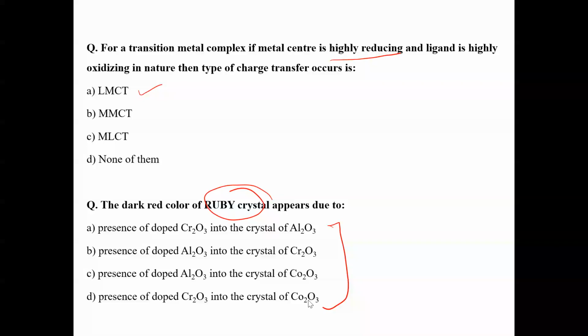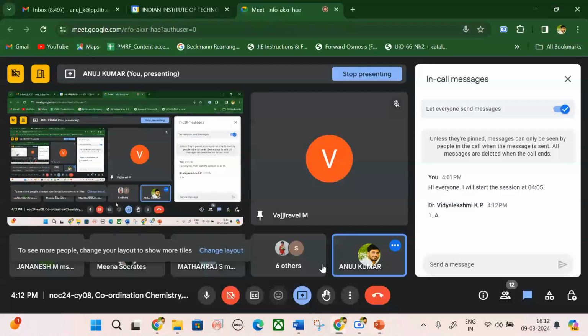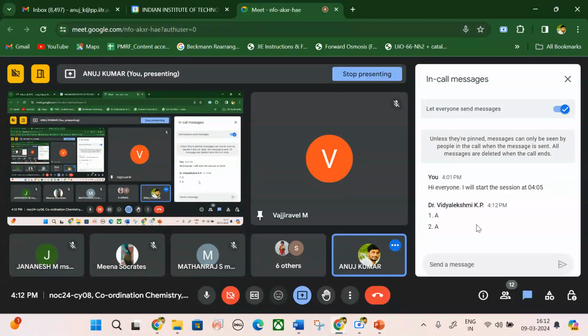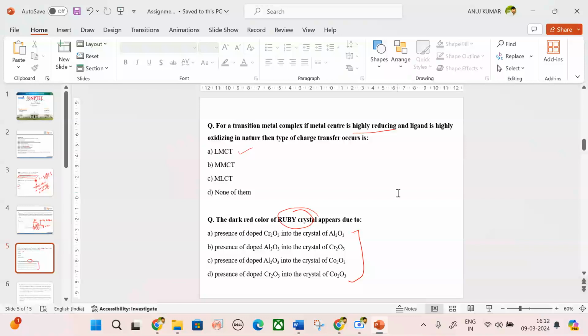If you know the answer, please just try to be involved in the solutions. So first is A, second is A. Okay, now I'm getting the answer.